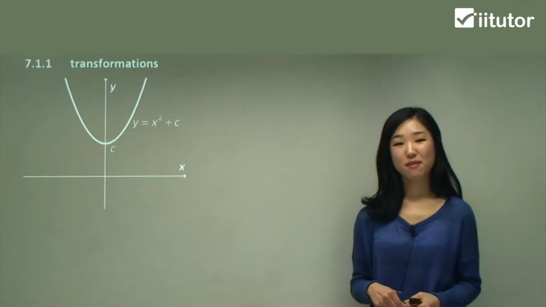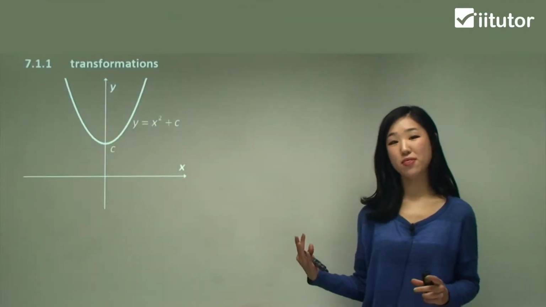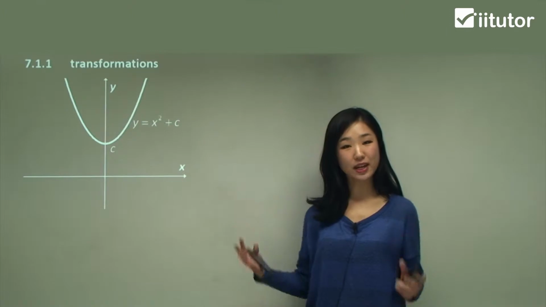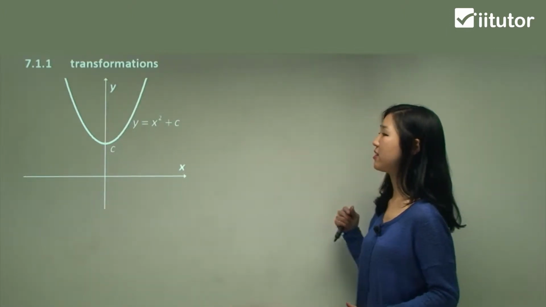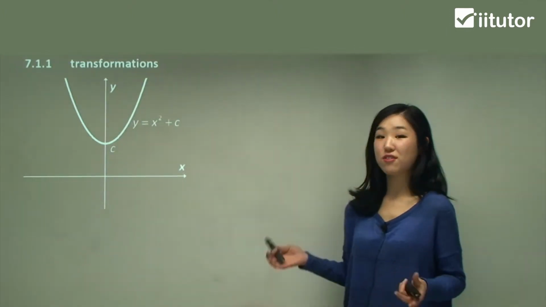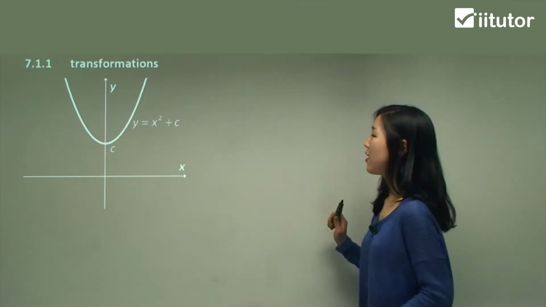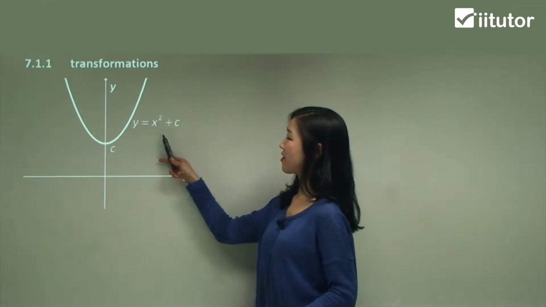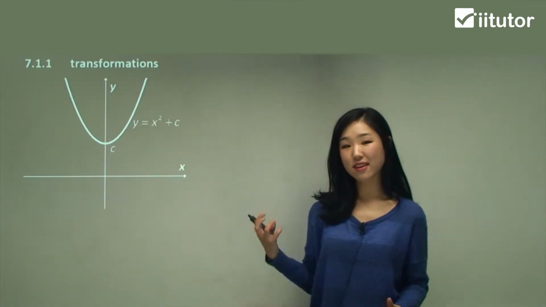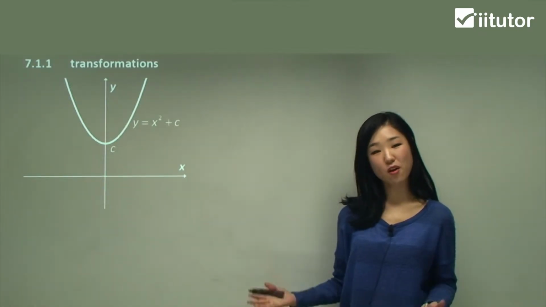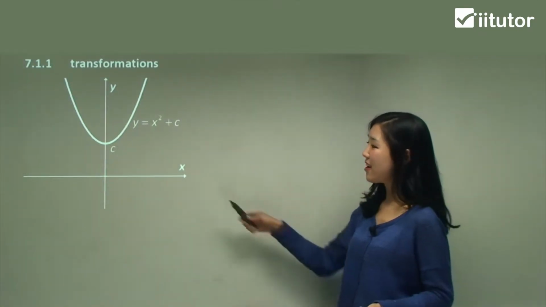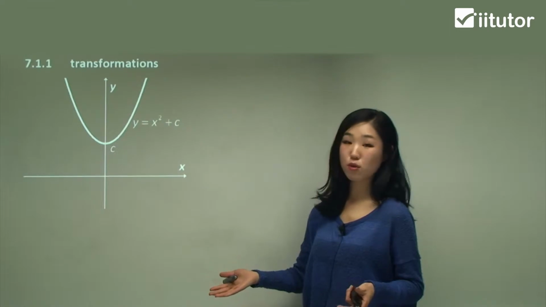Starting with some transformations, this is where I'm talking about when they're shifting left or right, up or down. So it's very easy, have a look. The first one is when it's shifting up. The form is y equals x squared plus c. Now c is the amount of units that it's going up by. So see how the parabolas have actually moved up?